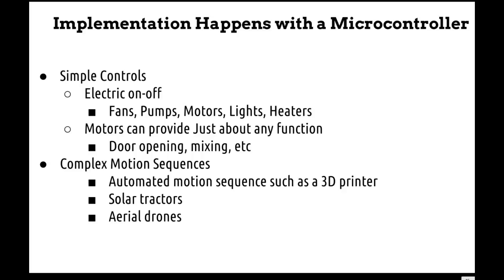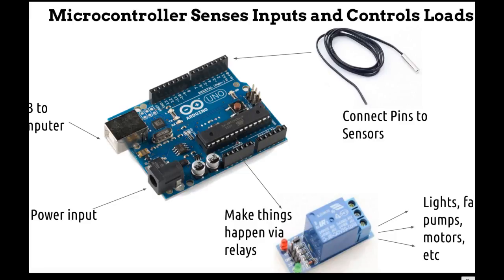It's got an automated control sequence of a bunch of steps, one after another, that print a 3D printed object. Or, for example, a solar tractor, an autonomously guided tractor. That's a complex application. Or aerial drones. But these are all examples of automation. So how does this work?